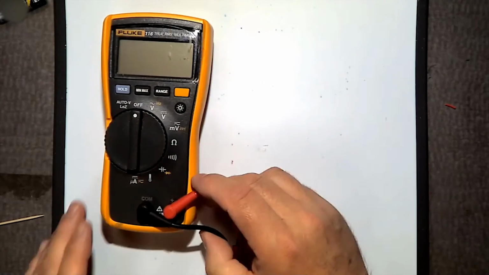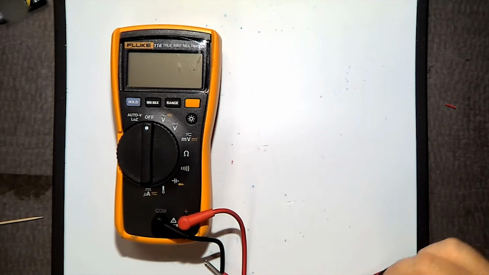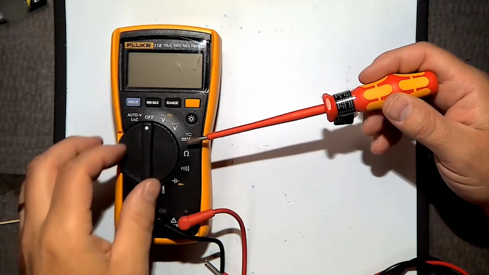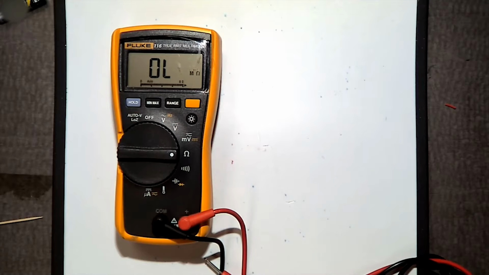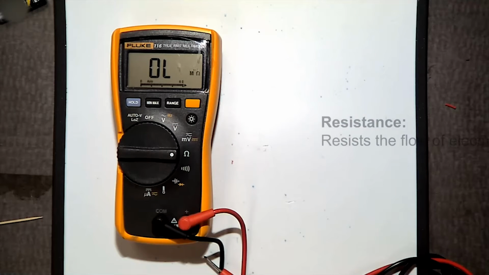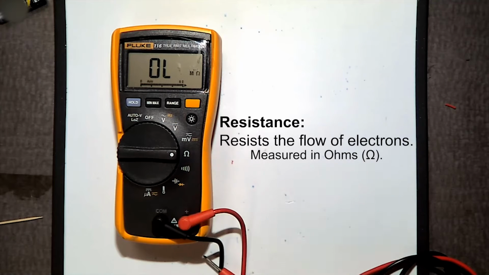is using your multimeter to check for continuity. And so what we'd like to do is, what are you checking for? You're really measuring resistance. Resistance is simply what the word states. It resists the flow of electrons or the flow of electricity. And the unit of measurement is ohms, and the Greek letter omega is what represents the resistance value in ohms.